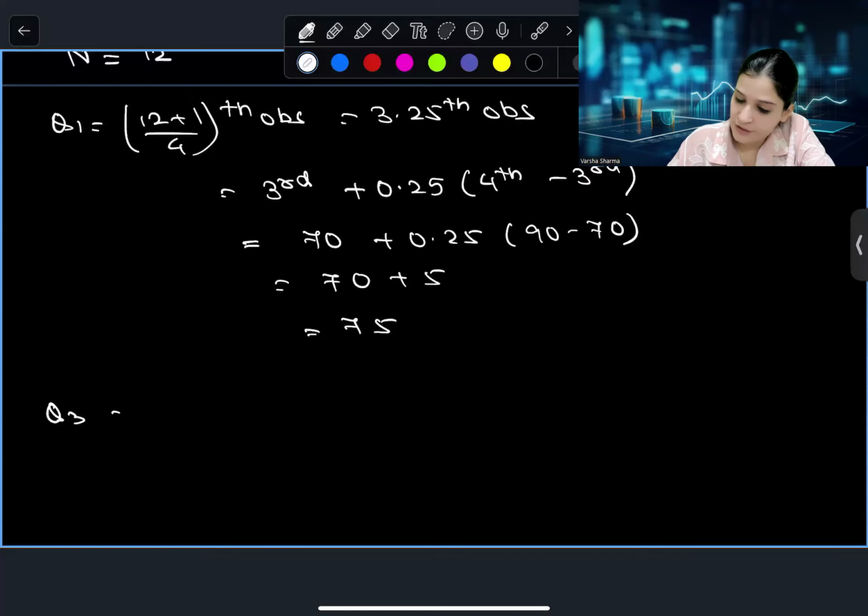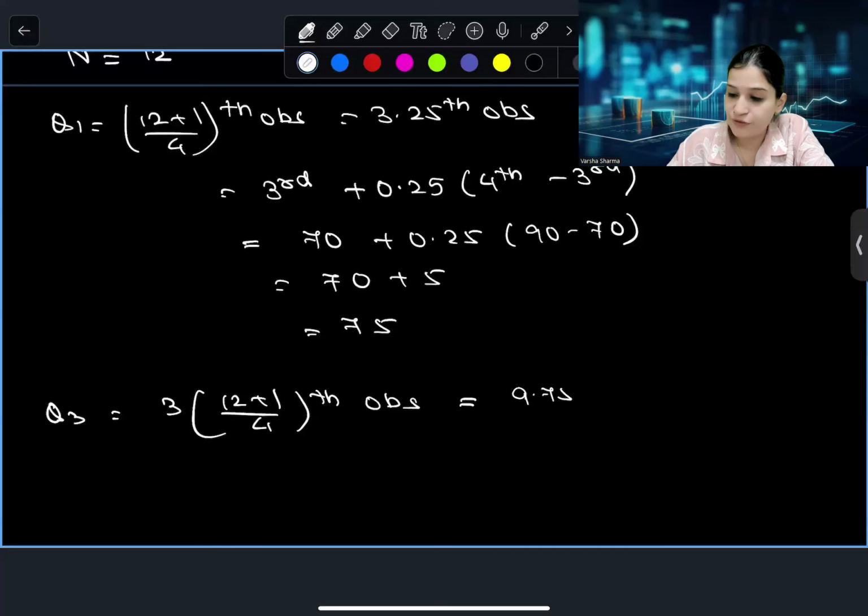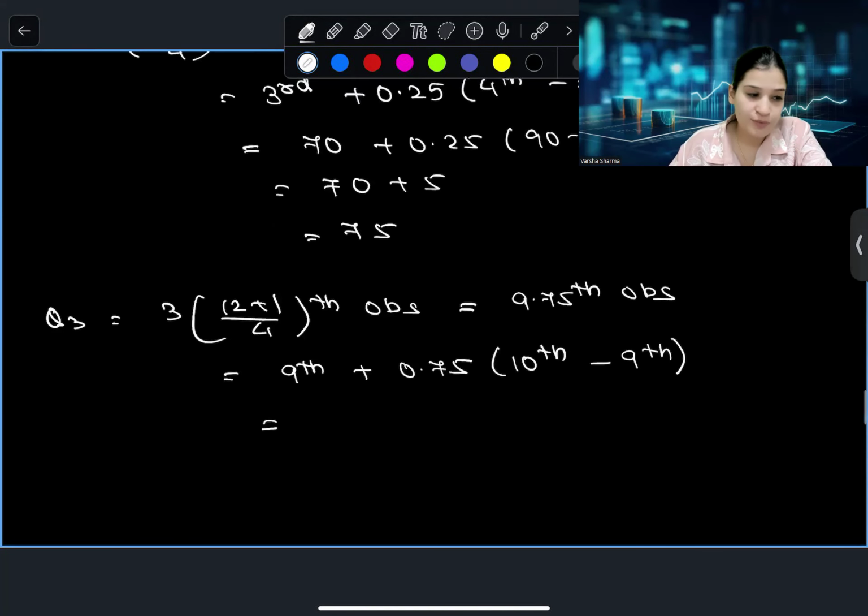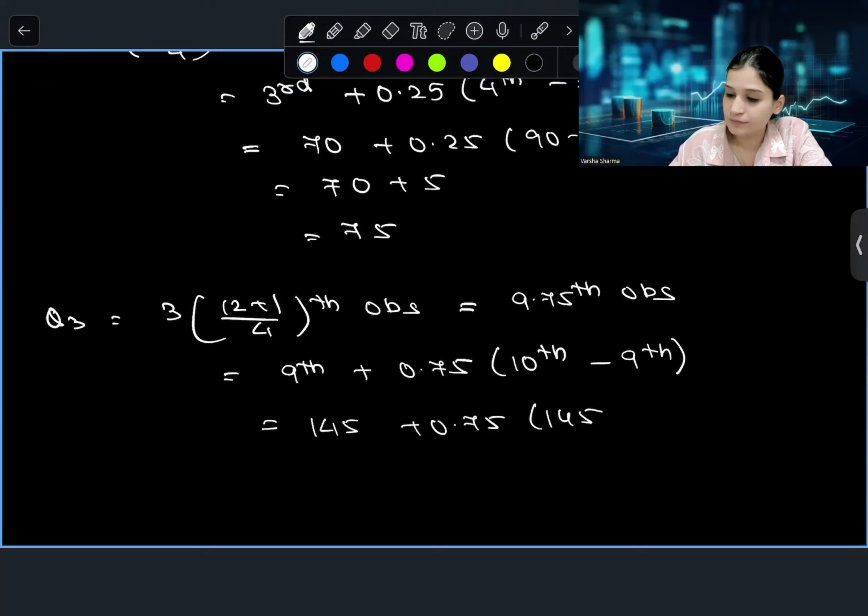Q3 is 3 times (n plus 1) by 4th observation. So it will be 9.75th observation. So 9th plus 0.75 into (10th minus 9th). So 9th observation is 145 plus 0.75, 10th is also 145. So that's 0. So 145. Any doubt? No, ma'am.